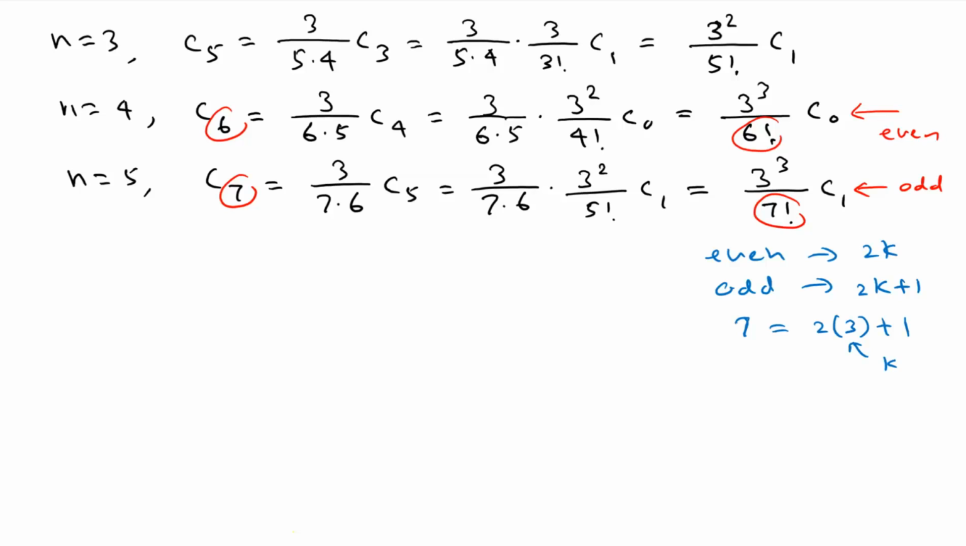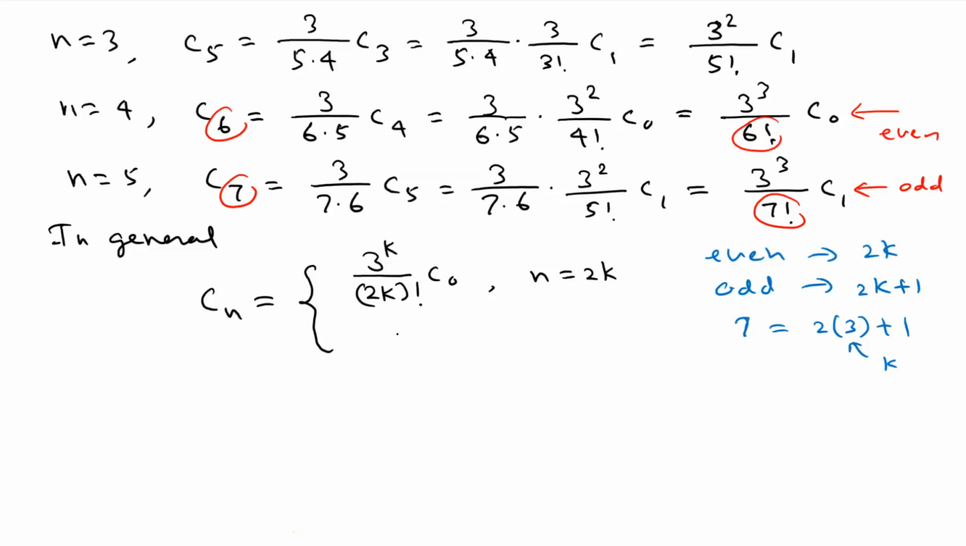Because of that observation, we can write the formula in general. We normally solve the formula neatly, but in a quiz or exam, we don't go that far. We would probably ask you to write the first few terms, but this is good practice. In general, Cn can be written in two different ways. One way is 3 to the k over 2k factorial, C0, when n is even.